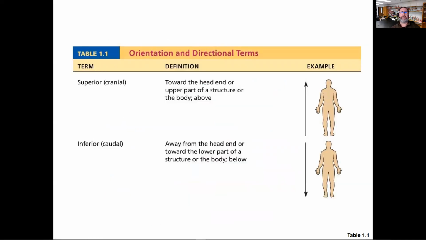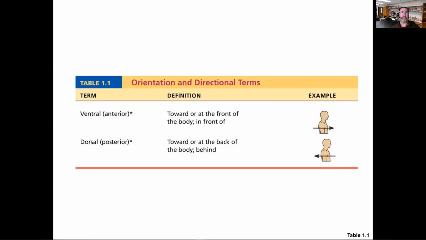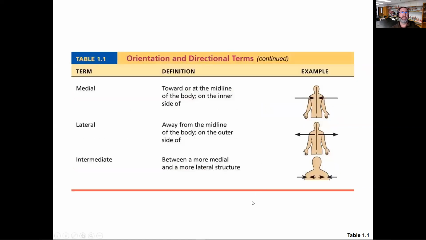Some of the orientation and directional terms that we take a look at: superior, or cranial, towards the head. Inferior, or caudal, towards the tail; cauda is tail. If we're traveling toward the head, we're superior. If we're traveling toward the feet in direction, then we're going to be caudal. Ventral and dorsal: I always remember dorsal is like the dorsal fin on a shark. So that's posterior, and ventral is then anterior. So if we're moving toward ventral or toward dorsal, we're moving in those directions.